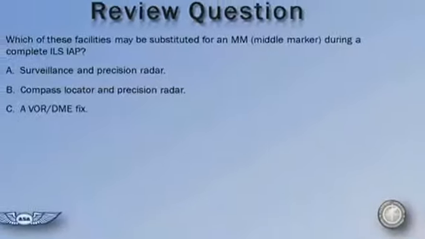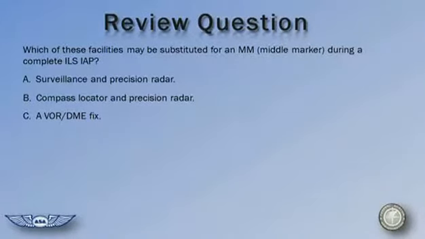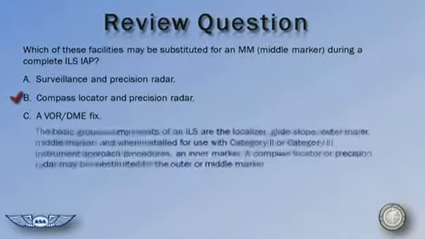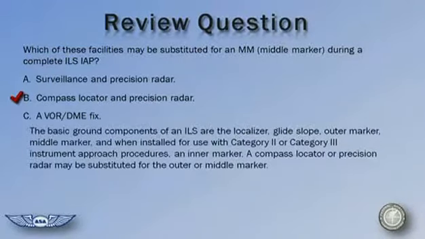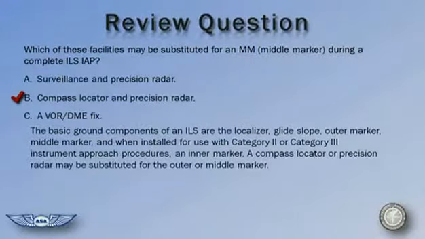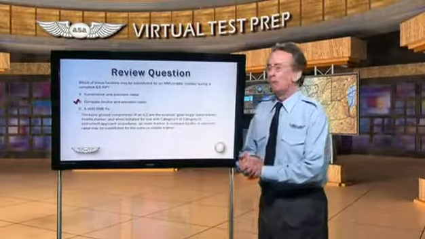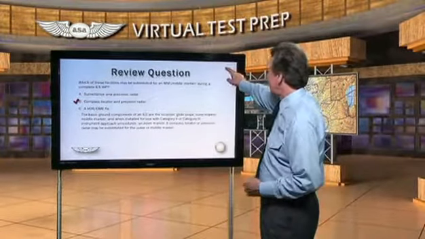Which of these facilities may be substituted for an MM or middle marker during a complete ILS IAP? Which of these facilities may you substitute? Correct answer is B, compass locator and precision radar. The basic ground components of an ILS are the localizer, glide slope, outer marker, middle marker, and when installed for use with Category 2 or Category 3 instrument approach procedures, an inner marker. A compass locator or precision radar may be substituted for the outer or middle marker. All right, that's your answer, and we have a new topic.